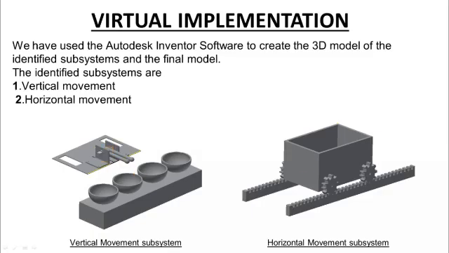The horizontal movement subsystem consists of a solid casing made up of foam sheets. It consists of 4 pinions. Each pinion is connected to a DC motor. The pinions are mounted on the racks.